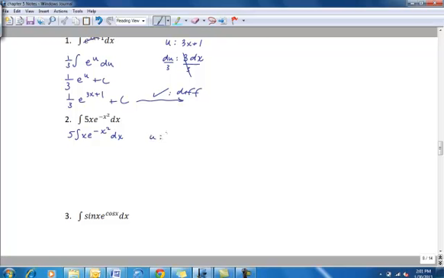When we do this, u, as mentioned before, has to equal what's on the inside. And the inside function is negative x squared.